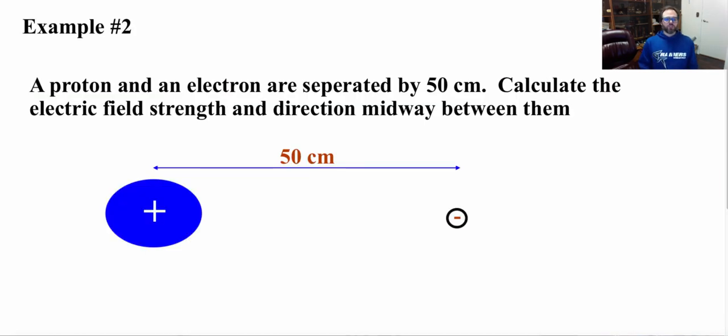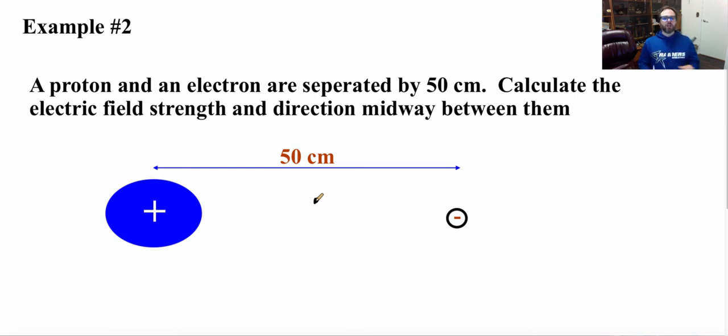My last question is going to apply everything we learned so far in this video. We're going to use the theory we learned about fields at the beginning, and the quantitative calculations we learned in the second half of the video. So let's start here. A proton and electron are separated by 50 centimeters. Calculate the electric field strength and direction midway between them. So I'm looking at a point charge midway between. I want to figure out the field strength.